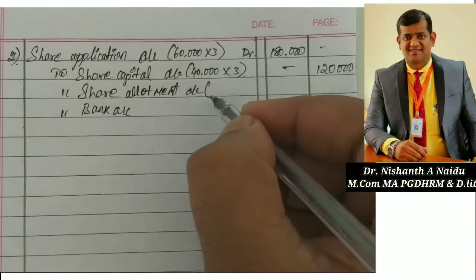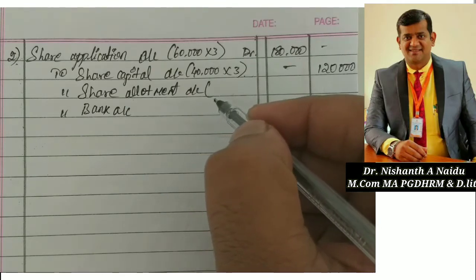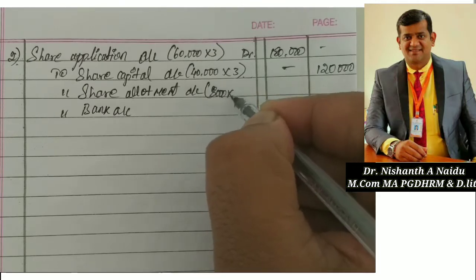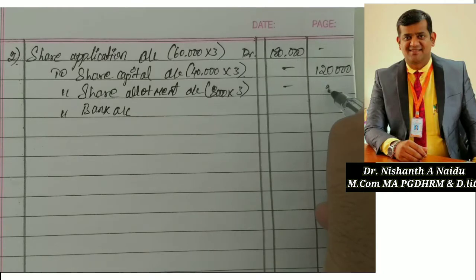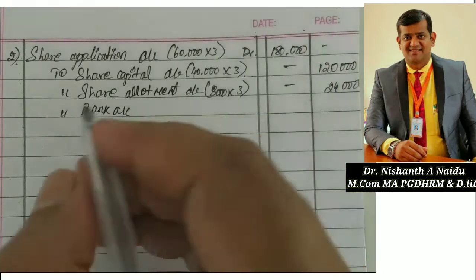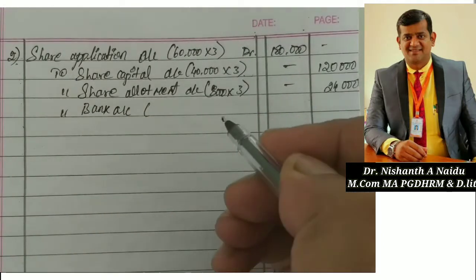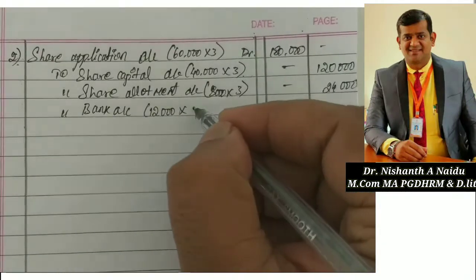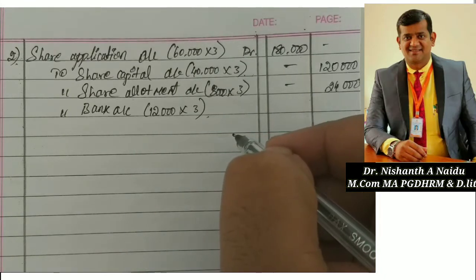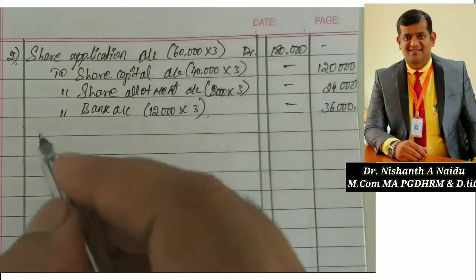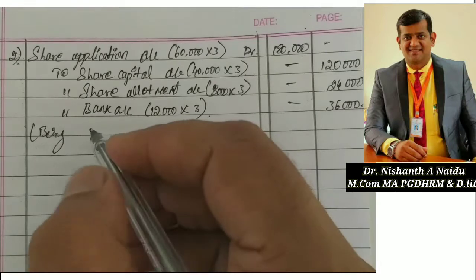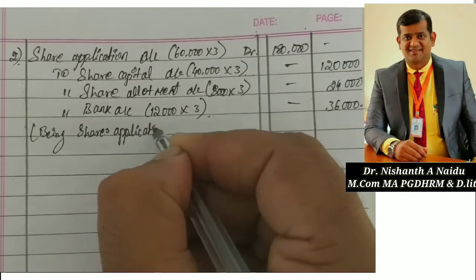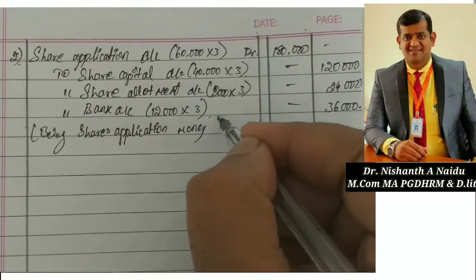comes to 1,20,000. Then share allotment: on how many shares have we paid the money? 48,000 is said. So 40,000 is clear, left out is 8,000. So 8,000 into 3 comes to 24,000. Perfect. Then bank account, that is for rejection and refund. How much rejection and refund has happened? It is 12,000 shares, and application money is again 3. So 12,000 into 3 is 36,000, which has been rejected and refunded. Now write the narration: being share application money transferred.